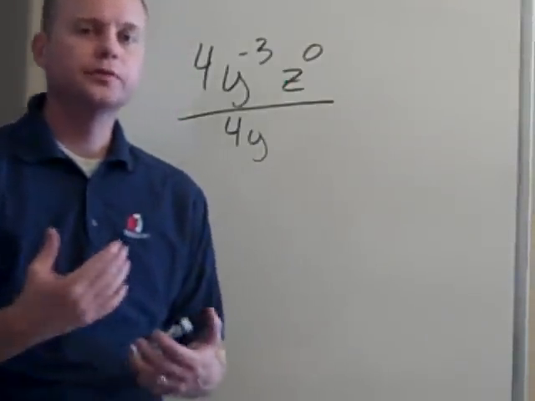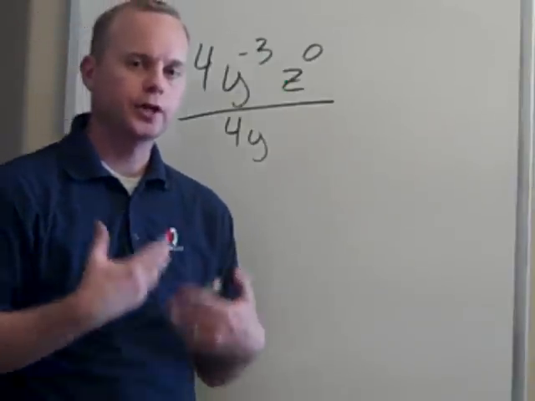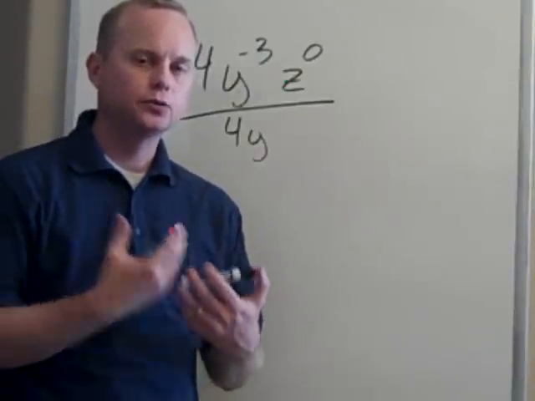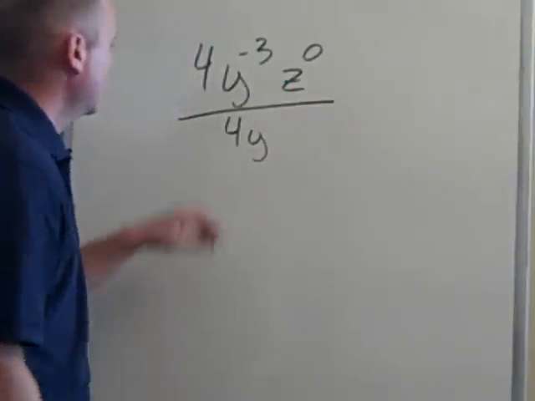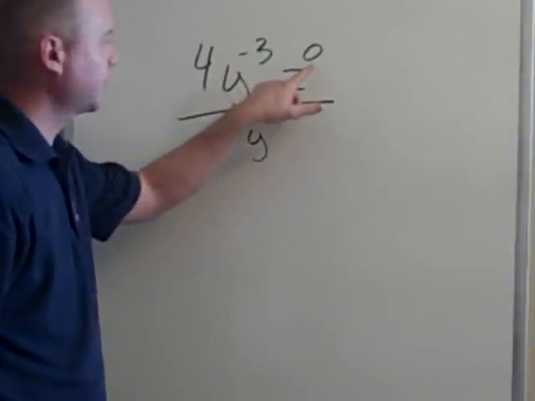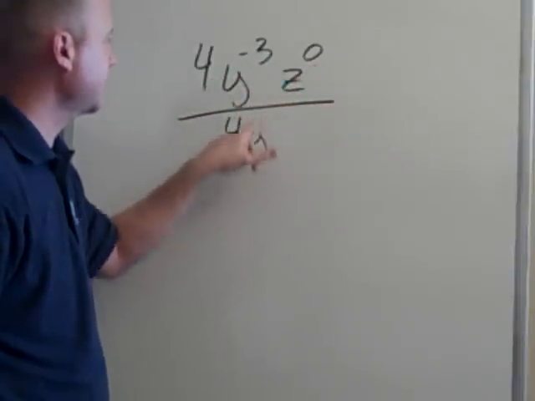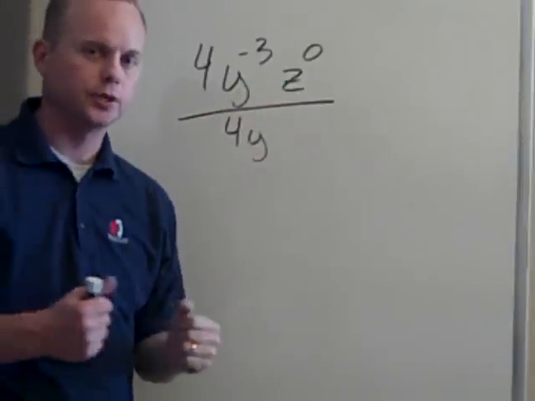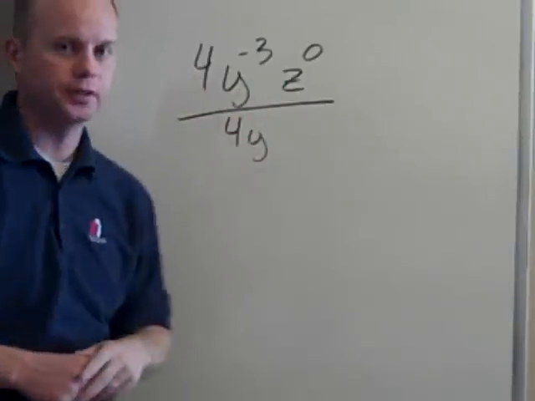Okay, these are some more difficult problems, a little bit more challenging. We're trying to get a little bit more in depth on using all of these rules together. On this one I've got a negative exponent, a zero exponent, the same base on top and bottom, so I've got a lot to do here, as well as a coefficient.